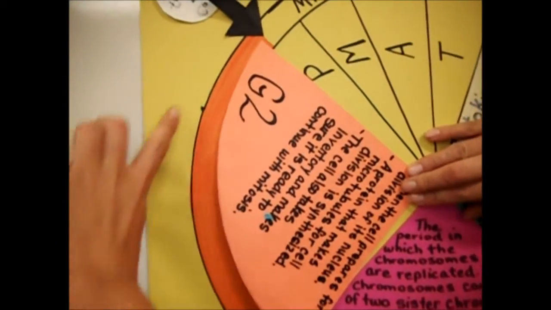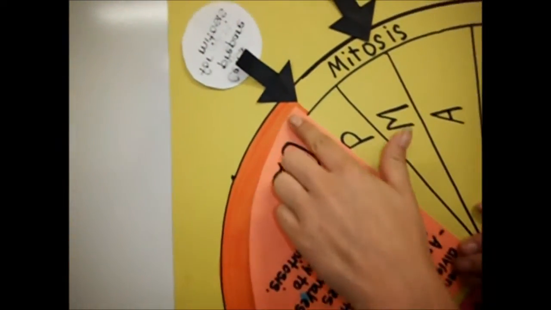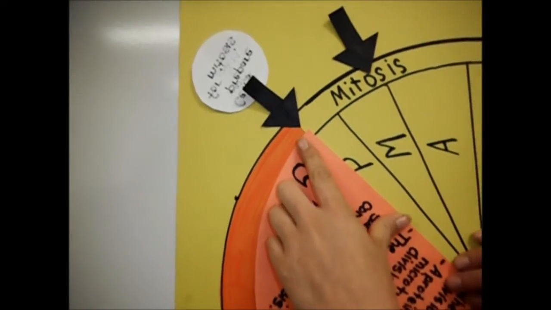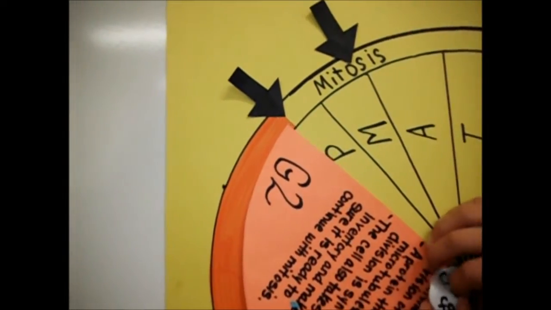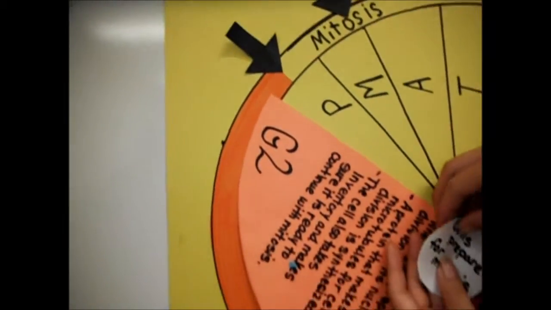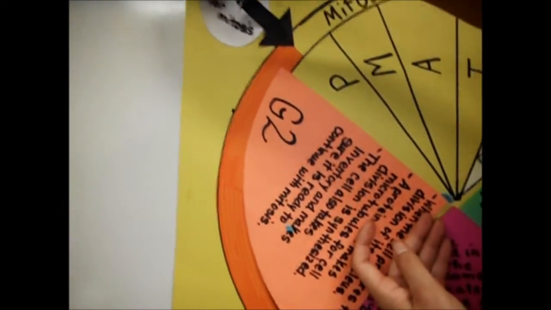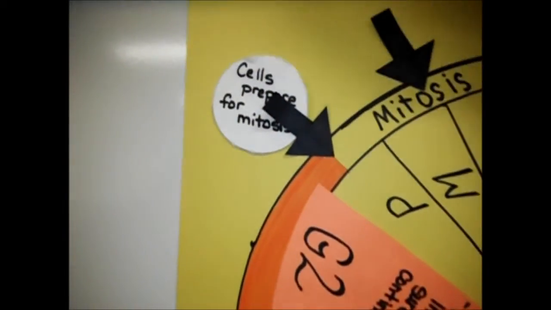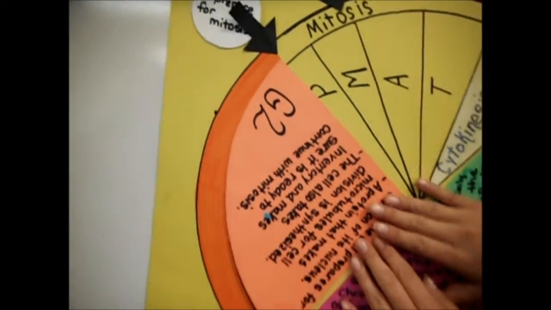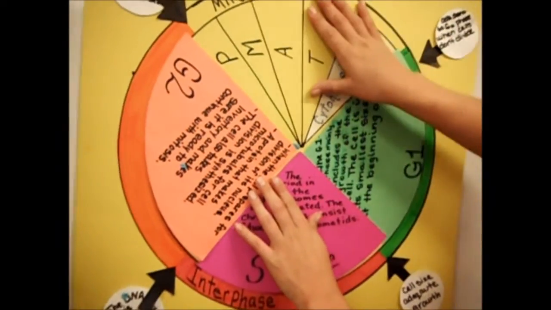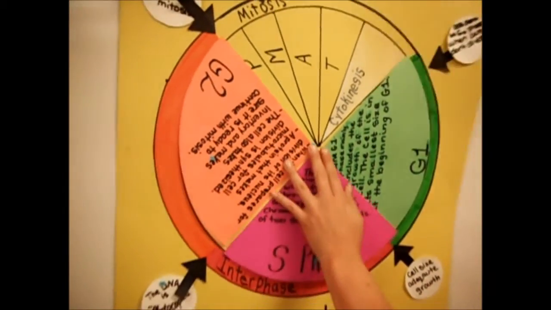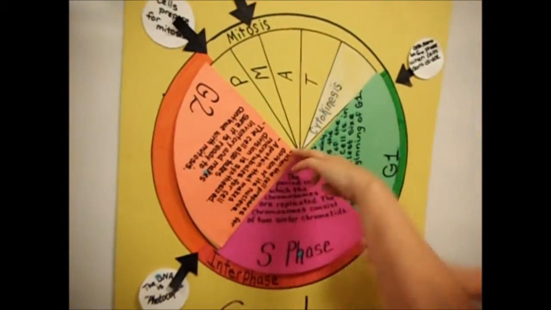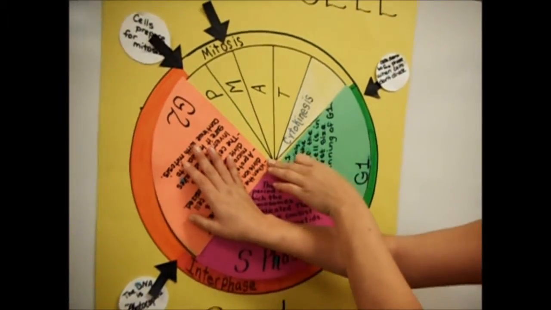And there's also another checkpoint as you follow along the interphase cycle, and this checkpoint is for cells to prepare for mitosis, and then you enter the mitosis phase. Right now we're only worrying about the G1, the S phase, and the G2.